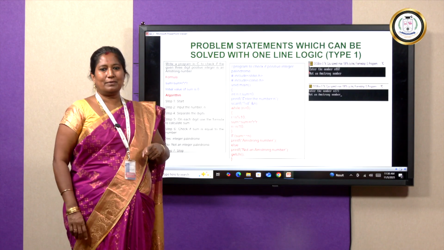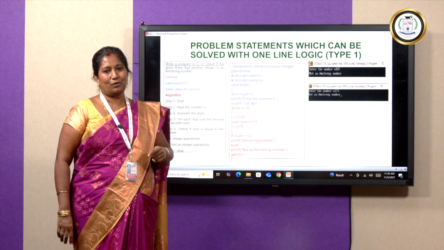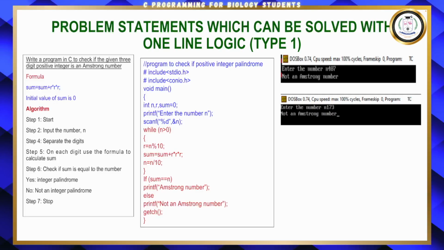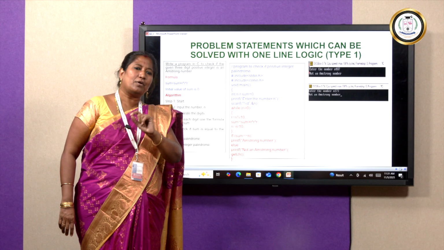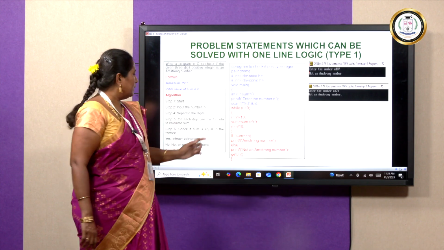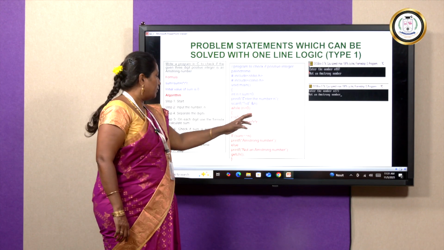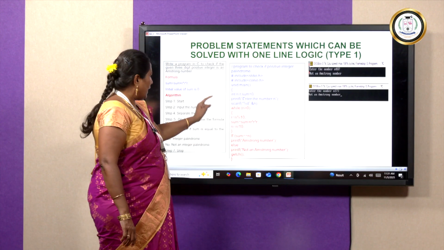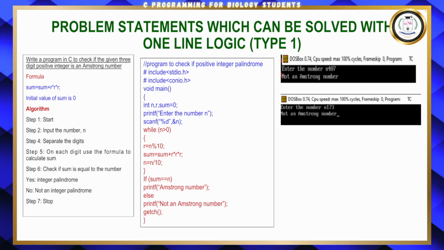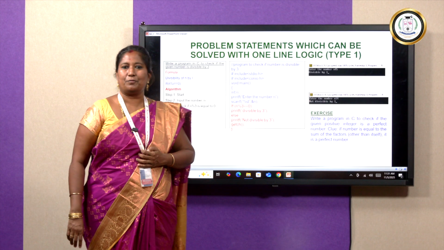Here also, are you hearing the word digits? When you hear the word digits, what you have to do? You have to separate the digits. For separating the digits, what is the program we have written? While n greater than 0. So, same logic, you see. Then I said, for an Armstrong number, the sum of the cubes of the digits. Cubes of the digits means r into r into r. So sum equals sum plus r into r into r. Here also, we have to keep a copy of that number, so temp. If sum is equal to temp, then you should write it is an Armstrong number. If not, it is not an Armstrong number.